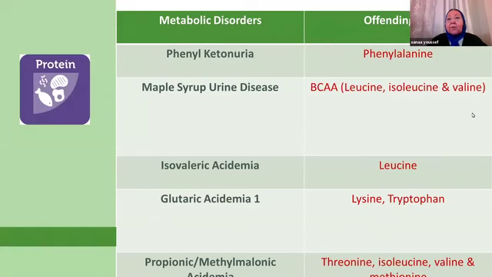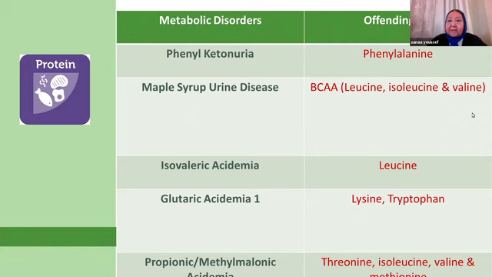Now, what are the most common protein metabolic disorders? We have phenylketonuria, which comes on top of the list, especially in my country. And then we have maple syrup disease, which also comes on top of the list in certain Arab countries. And we have isovaleric acidemia, glutaric acidemia, propionic, and methylmalonic acidemia.